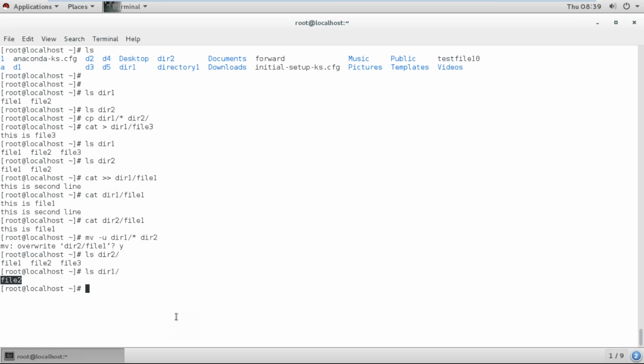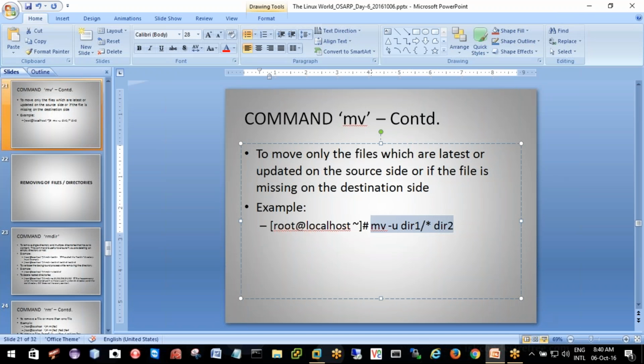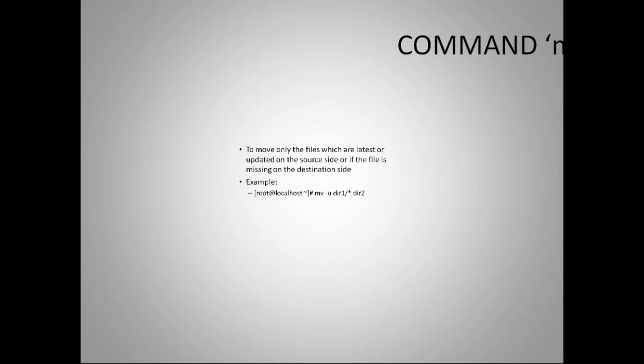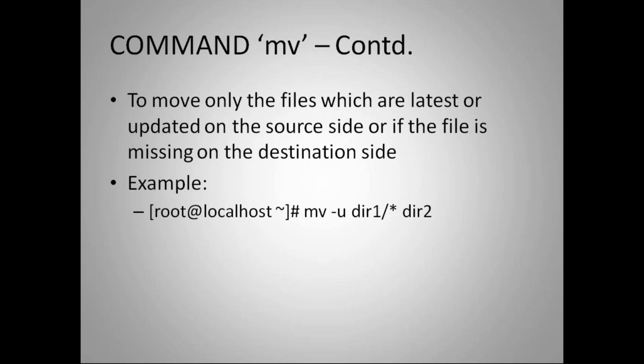So only file 2 is displayed in dir1, while dir2 is displayed with all three files. The original file 2 was there, and now the new file 1 has come, and file 3 has been newly created in dir2 with the content of file 3 of dir1. The same file is moved into dir2. So this is how the update operation works; u represents update, update of the directory. So this is about moving of the files.